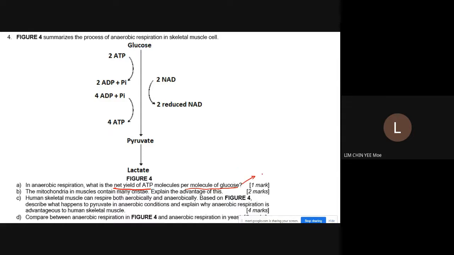Your answer is 2 net ATP. 2. Good job. So 2 net ATP, or just write 2 molecules will do, because we know that anaerobic respiration in the skeletal muscle cell, which means lactic fermentation, only involves glycolysis to make the ATP. So if only glycolysis makes ATP, then they will only have 2 net ATP. For a question like this it is clear, since they said net yield, we directly write 2 net ATP. But the earlier one was about the process.